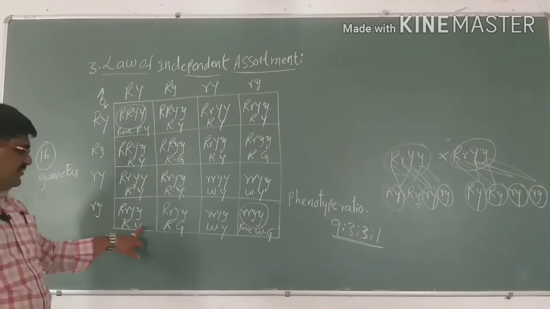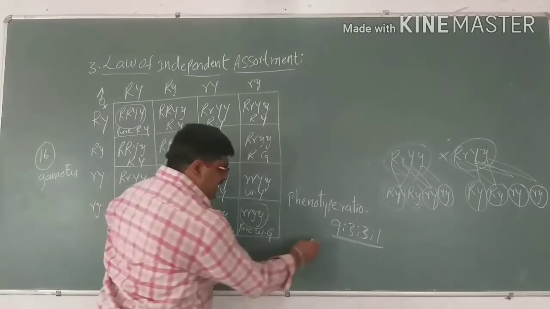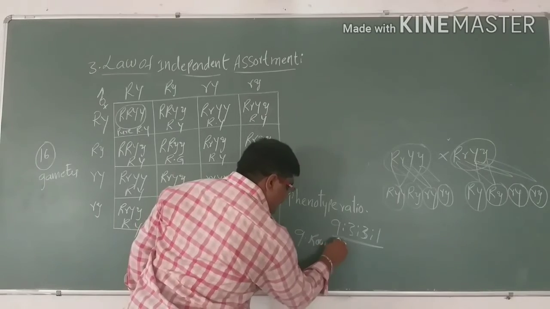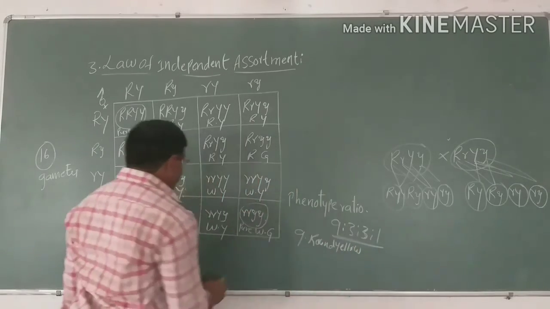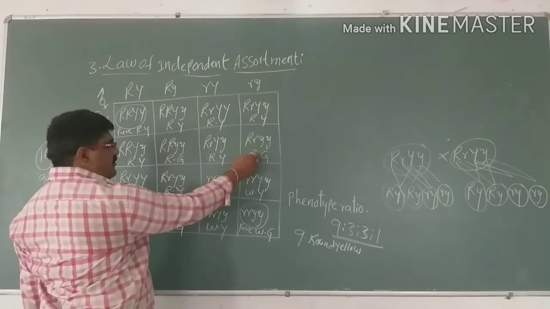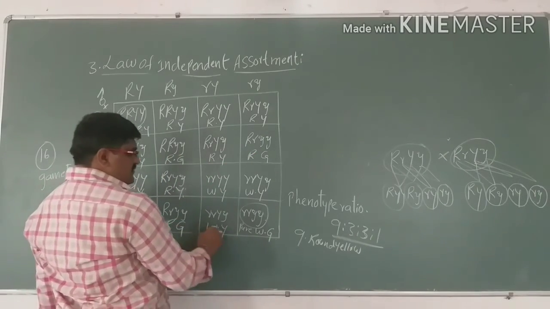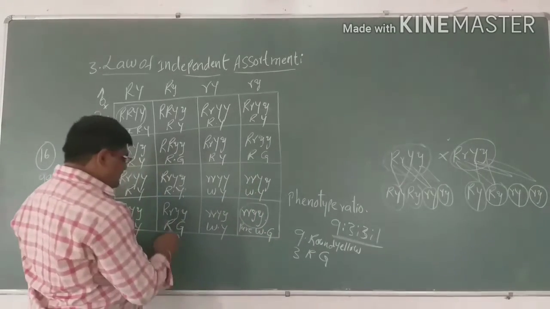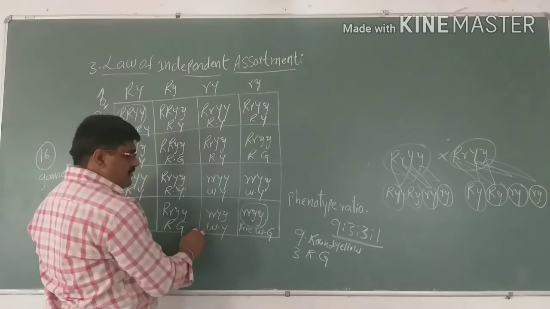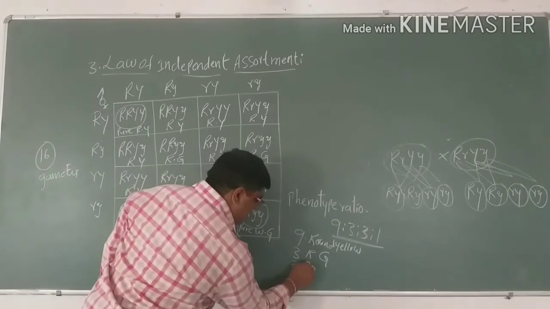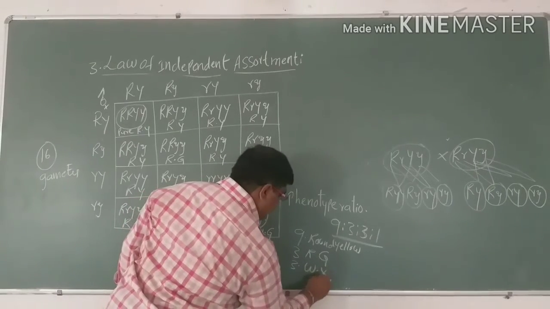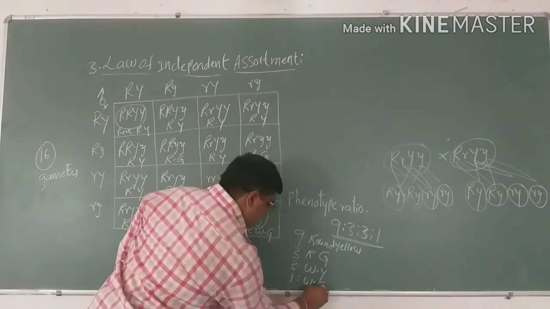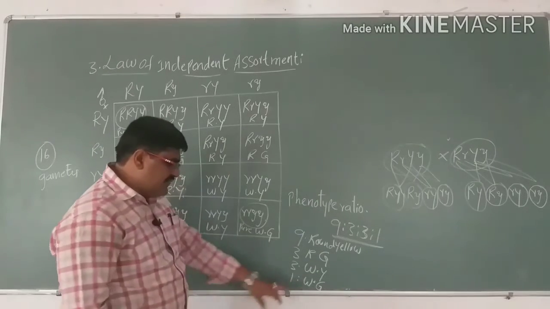So here we are able to produce 9 round yellow, and 3 here round green, and here round green 1. So here 3 are round green, and 3 are wrinkled yellow, and 1 is purely the homozygous, that is wrinkled and green.